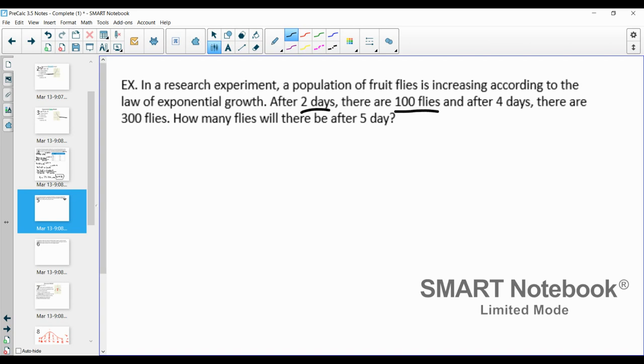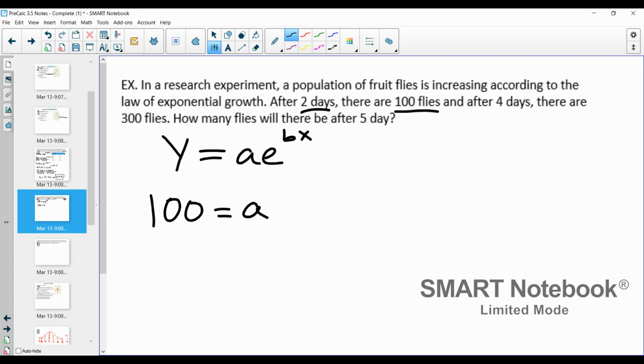And so we're going to start with 2 days and 100 flies, and we're going to use the equation y equals ae to the bx. Okay? Well, we know y, because after this certain amount of time, I have 100 fruit flies, or 100 flies. And so y is going to be my 100. A, I don't know, because I don't know my initial amount.